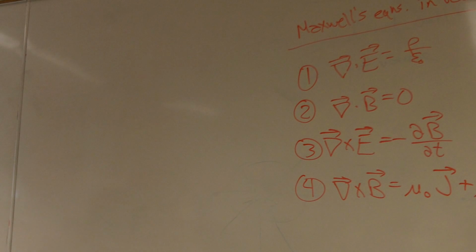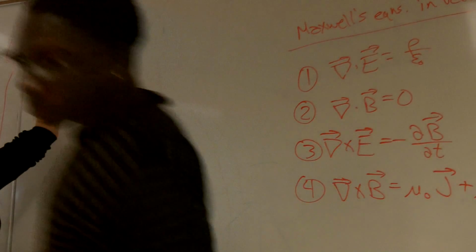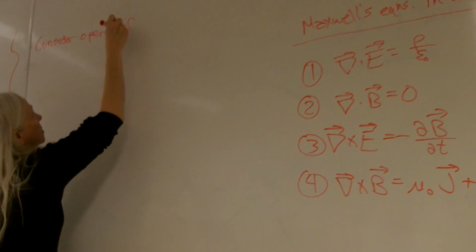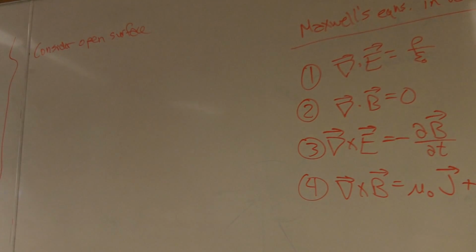So let's now, for the third one, consider an open surface, not a closed surface. Remember, Stokes' theorem we normally use for an open surface. You can use it for a closed surface. It's not untrue. It's just kind of trivial. Both sides of it are 0.